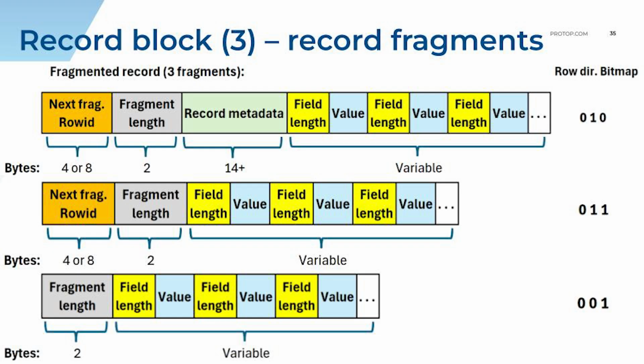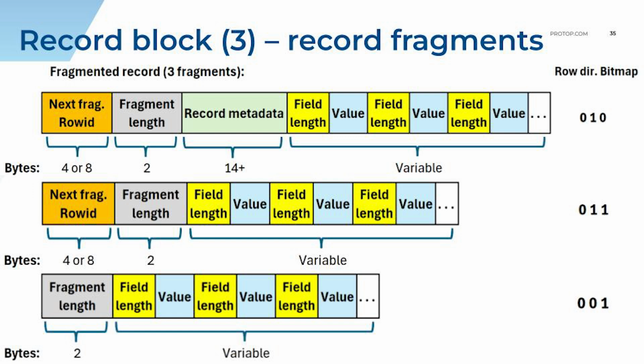So now let's look at a case of a fragmented record, in this case, a record with 3 fragments. It may not be clear here from the diagram, but each of these fragments is going to be a separate record block. That's what it means for it to be fragmented. So it begins with a structure that we didn't see in the previous diagram, which is a next fragment row ID. This is a pointer to where I can find the next fragment. So the row ID here is going to be the row ID of this second fragment. And then it looks just like the example we saw before.